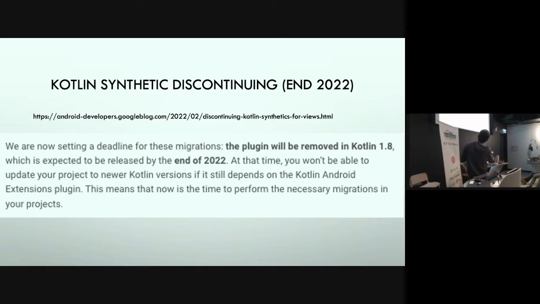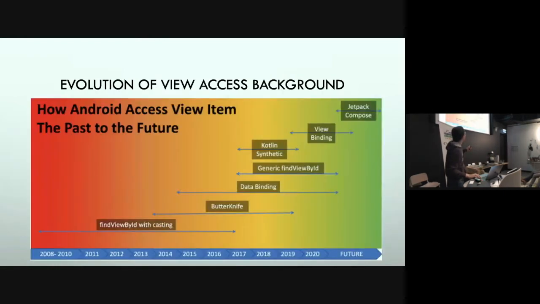So you probably expect a new Kotlin version, 1.8, to come out at the end of this year. Because of all these things, you probably have to go back and rework all of your views, moving from Kotlin synthetics to view binding, right? Of course, if you can go straight to Jetpack Compose, that's awesome, but there's going to be a lot more work to do that. So let's go to view binding.